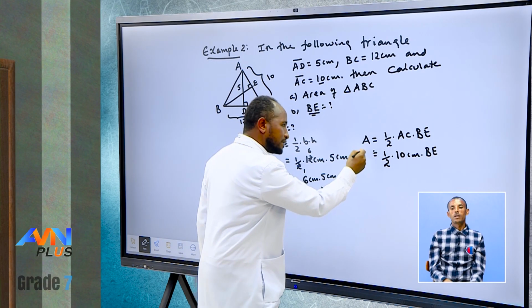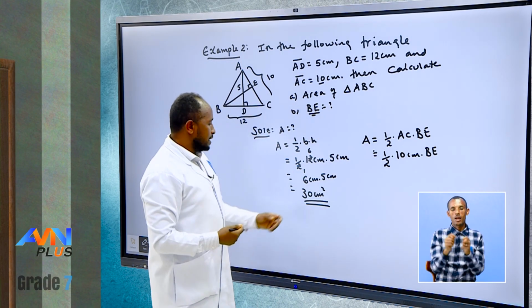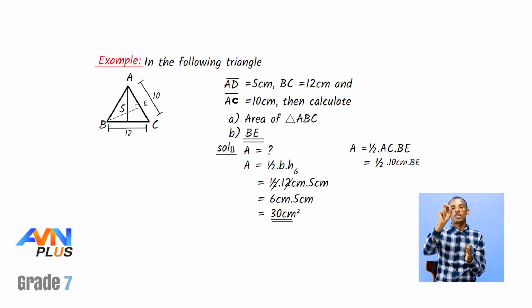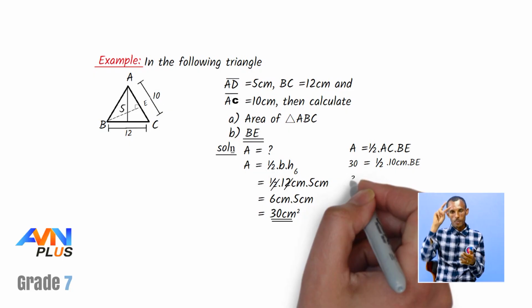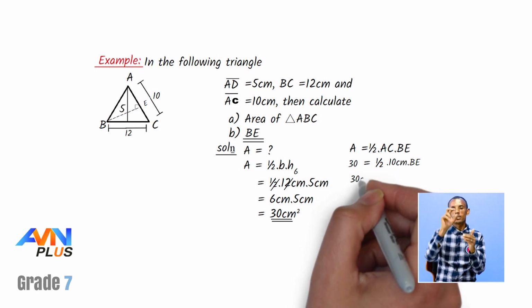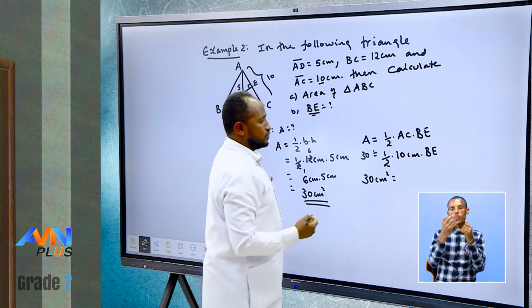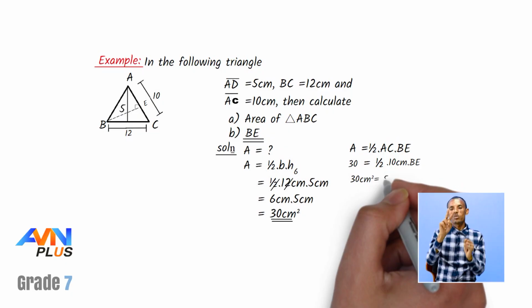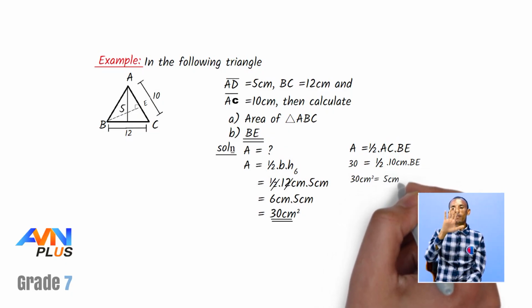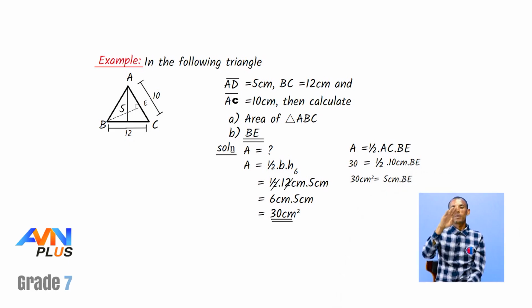But the area of the triangle is known. We have calculated it here to be 30. So this area is 30 centimeters square. So 30 centimeters square is equal to, just divide this by 2, 10 over 2, it is 5, 5 centimeter times BE.